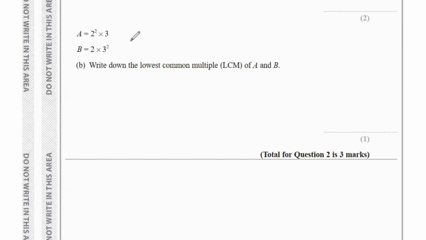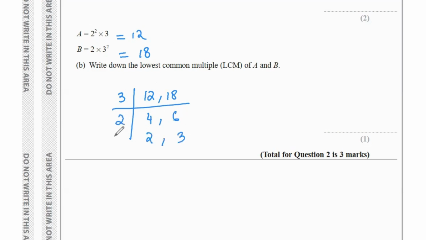So when we talk about the LCM, 2 squared times 3 is 12. And 2 times 3 squared is 18. So the lowest common multiple of A and B is going to be of 12 and 18 over here. So we know 12 and 18 are divisible by 3. So that's 4. And this is 6. 4 and 6 are divisible by 2. 2 and 3. 2 is only divisible by 2. And 3 is only divisible by 3.